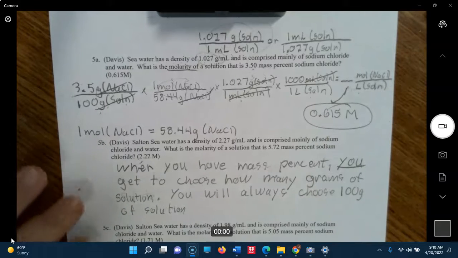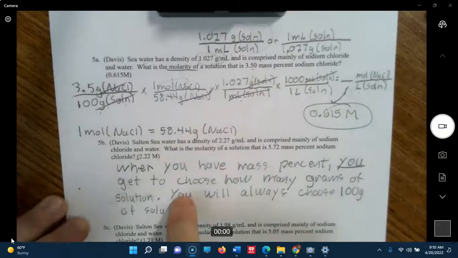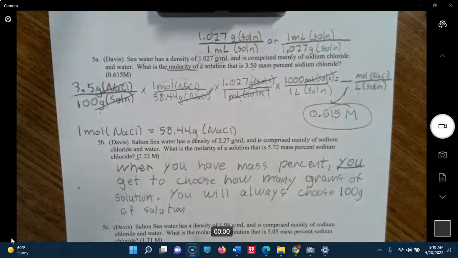Okay, you do C. You do B and C. I wrote all this down in B. You shouldn't have done that. But that's the key, is to remember how to deal with mass percent.